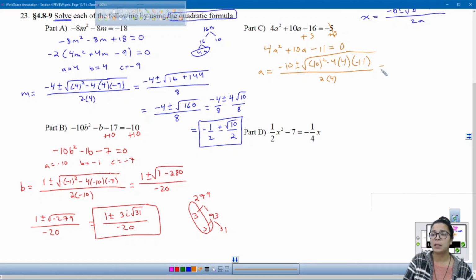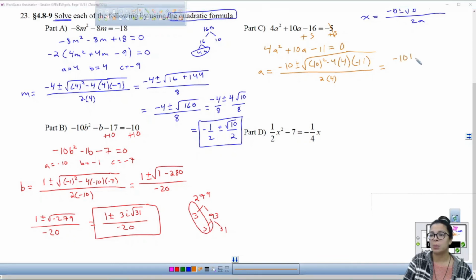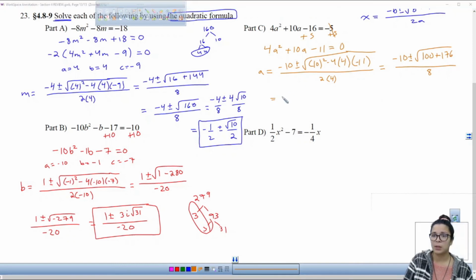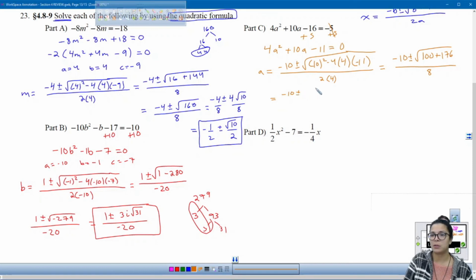Now 10 squared is 100, so we have negative 10 plus or minus the square root of 100. Negative 4 times negative 11 is positive 176. So this is plus 176 all over 2 times 4, which is 8. 100 plus 176 is 276. So we have negative 10 plus or minus the square root of 276 all over 8.